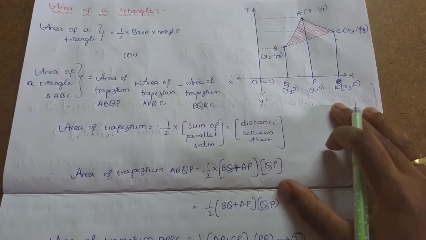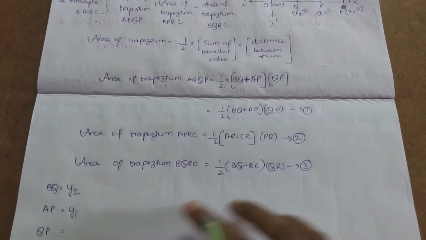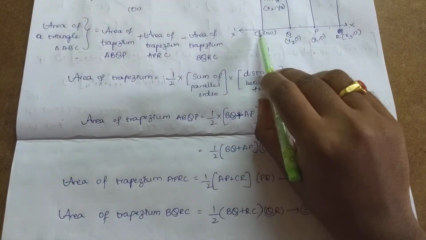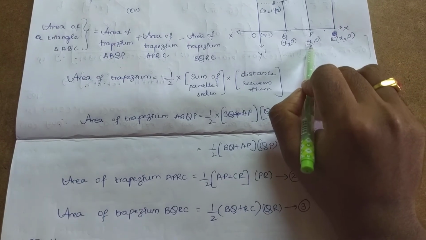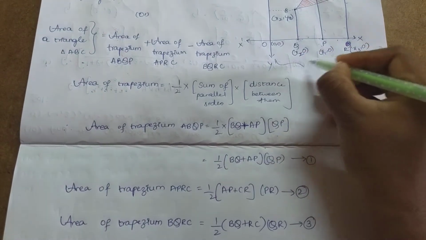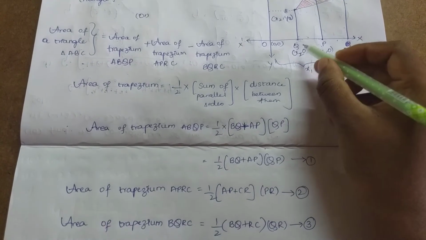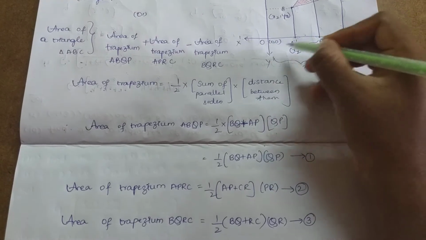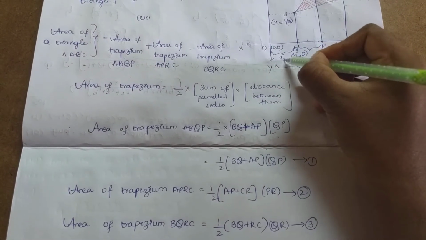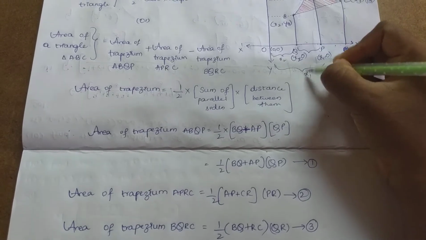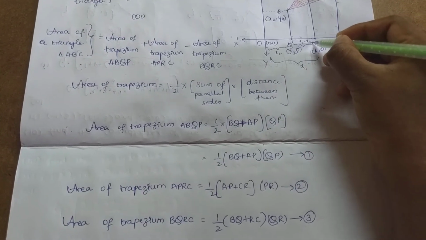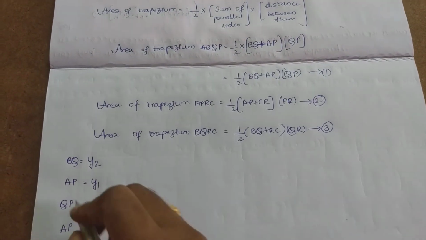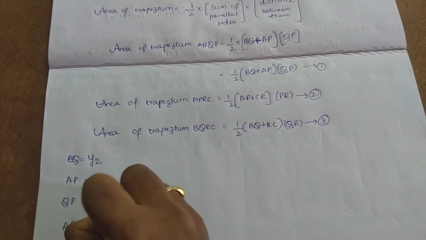Next we need to find QP. From the origin to the point P the distance is x1, so this entire distance becomes x1, but we are asked to find only QP. From the origin to Q, the distance is x2. So QP will be x1 minus x2. This QP distance is nothing but x1 minus x2. Let's write the same here: QP is x1 minus x2.